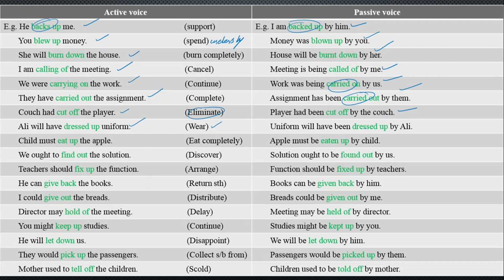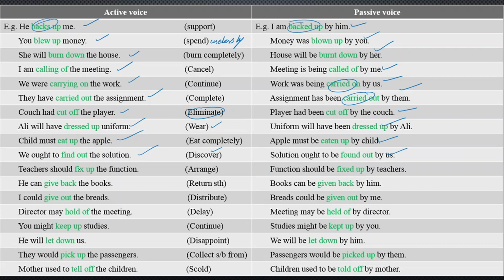Uniform will have been dressed up by Ali. Child must eat up the apple; eat up means eat completely. Apple must be eaten up by the child. We ought to find out the solution; find out means discover as well as to take out the solution of something. We should find out the solution. Solution ought to be found out by us.